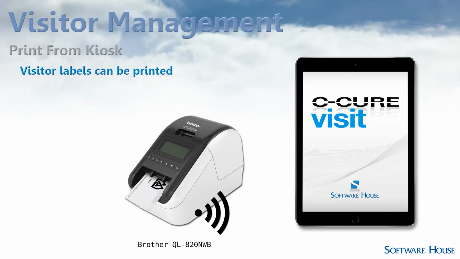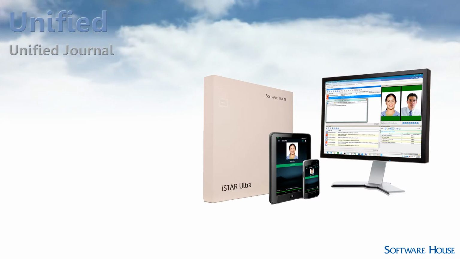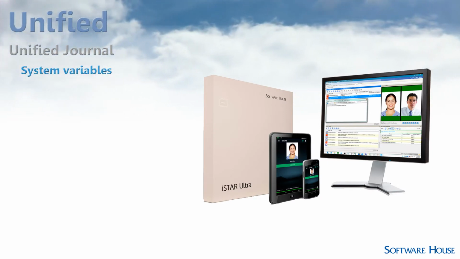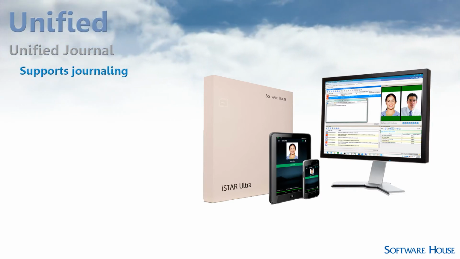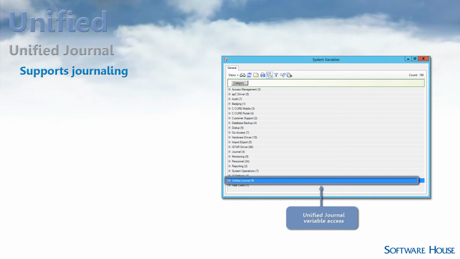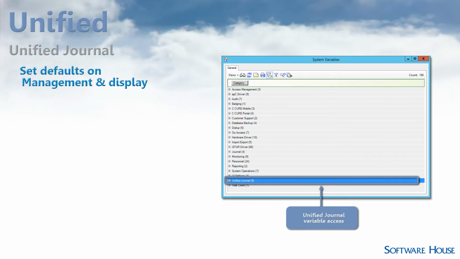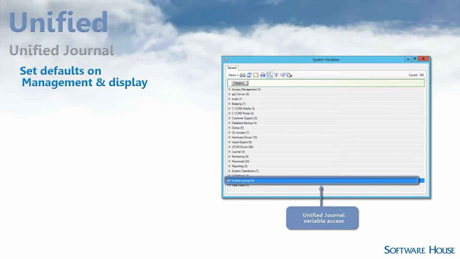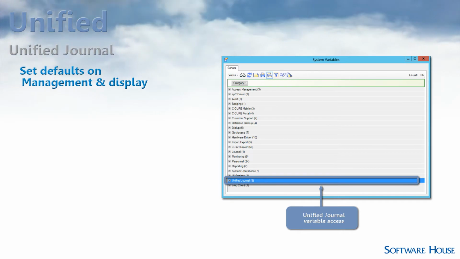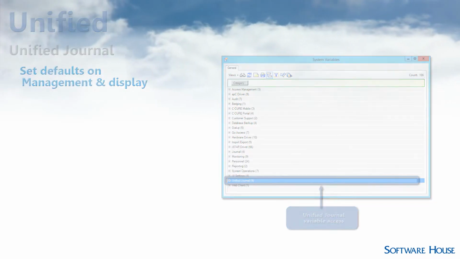With increasingly more shared features and objects in Secure 9000 and the Victor Video Edge platforms, system variables have been created that support journaling functions in a unified environment. These new system variables in the Unified Journal category in version 2.70 allow an operator to set certain defaults regarding how information is managed and displayed in the Unified Journal Volume Manager. These new variables will enhance system monitoring and journaling activities on unified platforms.